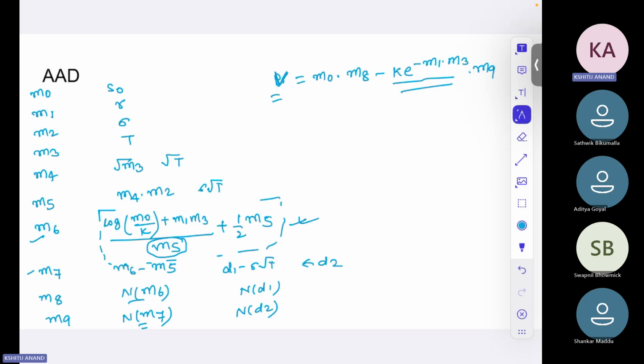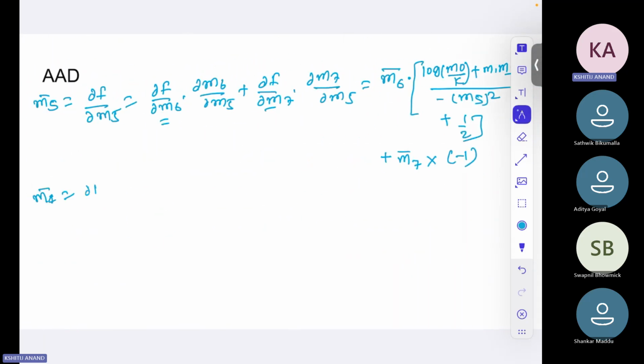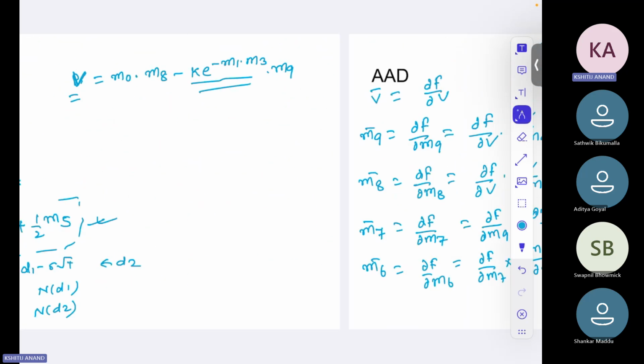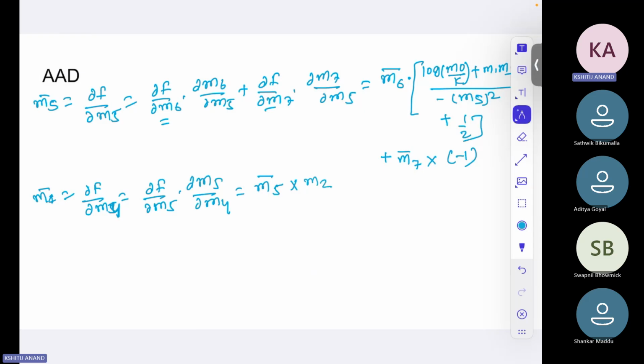M4 appears in M5 and nowhere else. dF by dM4 will be dF divided by dM5 into dM5 divided by dM4. This will be M5 bar into differentiation of M5 with respect to M4, which will be M2. Then what will be M3 bar? It will be dF divided by dM3.